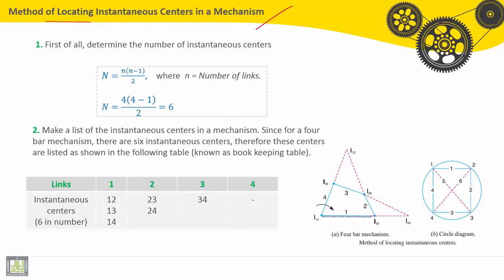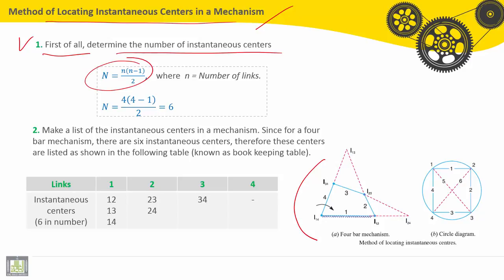Here is the method of locating the instantaneous center of rotation in a mechanism. If we consider a 4-bar mechanism, first of all, we have to determine the number of instantaneous centers of rotation by using the formula. So we have 4 links, then the number of instantaneous centers of rotation is equal to 6.